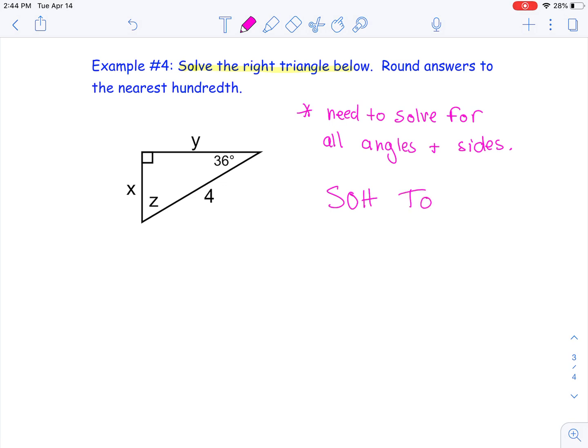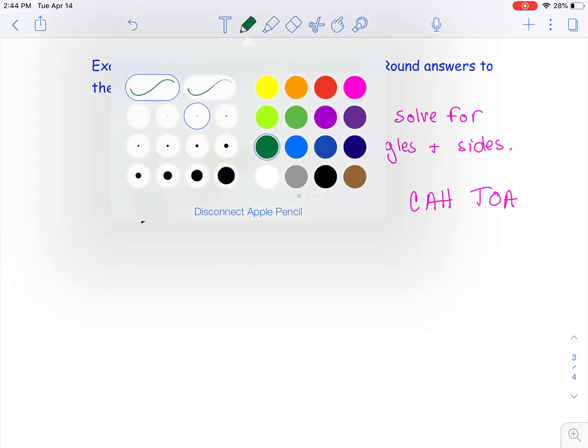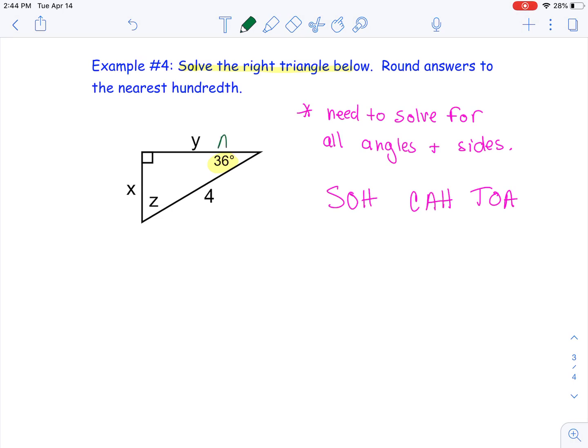So we're going to use our trig ratios to help us find the unknown sides and angles. I like to first mark the angle that I'm working with and label the sides in relationship to that angle. So this would be my adjacent. This is my opposite. This is my hypotenuse. The hypotenuse is always opposite the right angle. So let's solve for side x first.